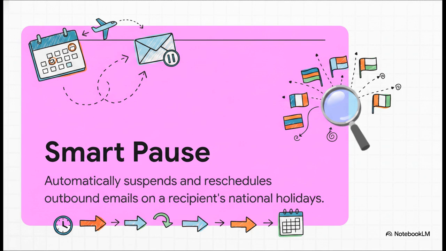The massive takeaway here? It's not just skipping a day and potentially losing a touchpoint. Intelligent rescheduling actually shifts all the subsequent steps forward, so your carefully planned campaign cadence, it stays beautifully intact.